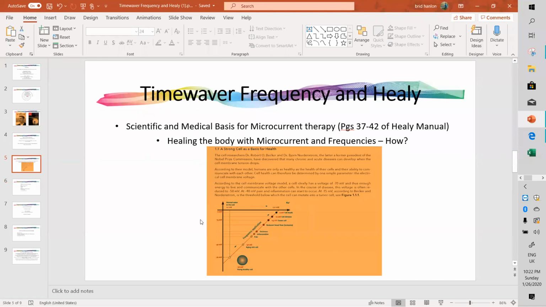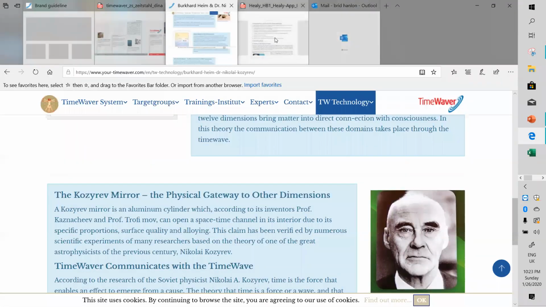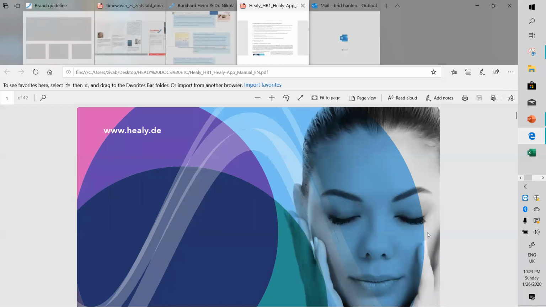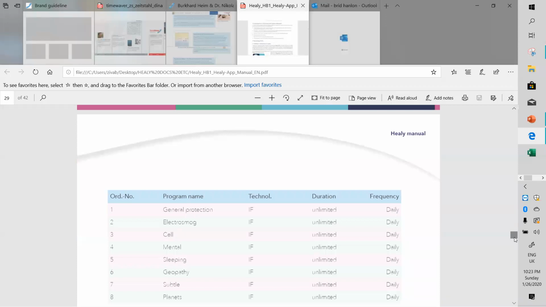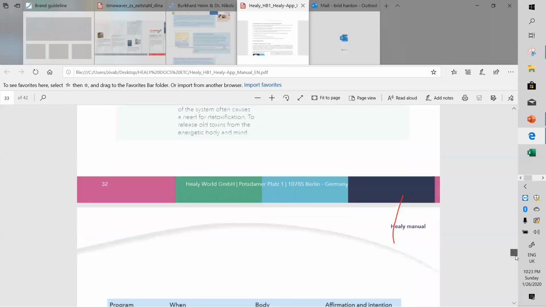With that extra energy, the cell is then able to produce the essential proteins that it needs to function healthily. So the benefits of microcurrent are very well documented. I'll just show you, because some people don't read the Healy manual and therefore don't notice how much research there has been into the use of microcurrent.